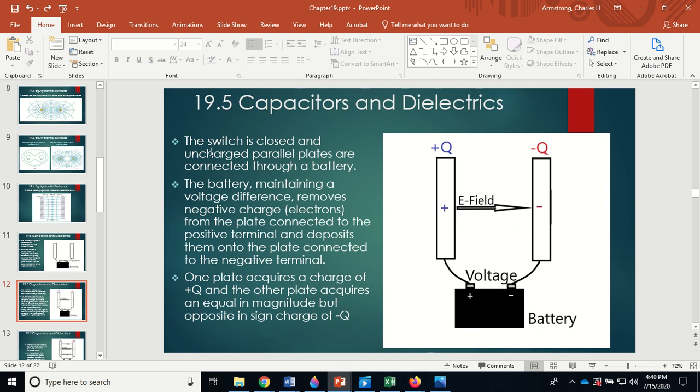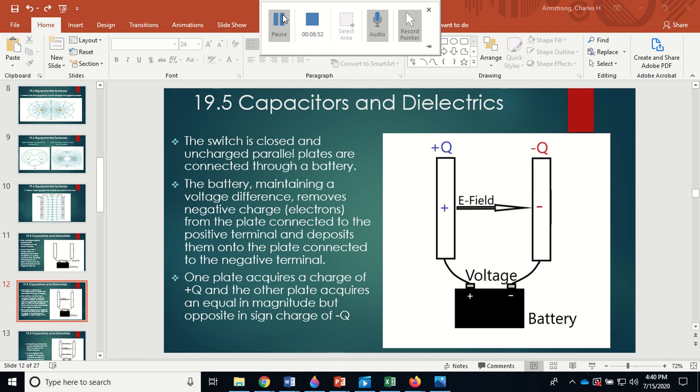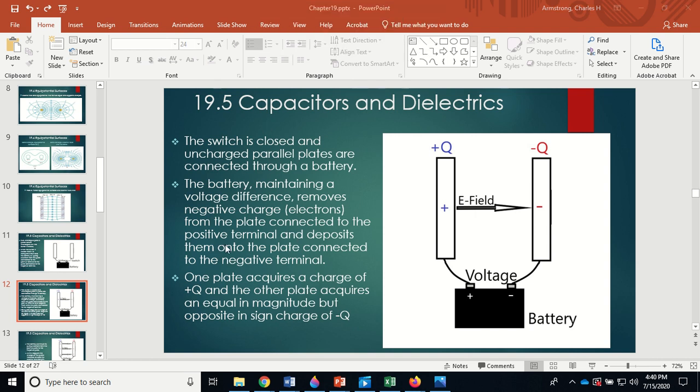The switch is closed and the uncharged parallel plates are connected through a battery. The battery, maintaining a voltage difference, removes negative charge, electrons, from the plate connected to the positive terminal. Here's the positive terminal, so it moved an electron from there and deposited it over here. It deposits them onto the plate connected to the negative terminal. One plate acquires a charge of plus Q, and the other plate acquires a charge of minus Q.